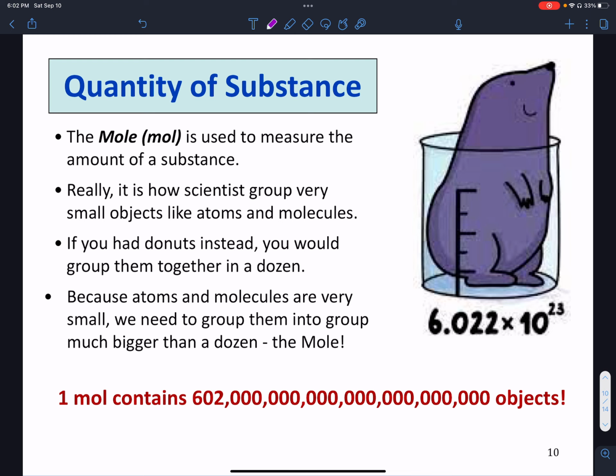Now, if atoms and molecules were as big as a donut, we could use 12. But instead, they're tiny. So we need a group that has a much, much larger number of objects in it. And that is the mole. The mole contains 602,000,000,000,000,000,000,000 objects. This is basically 602 sextillion objects. That is a lot. But because atoms and molecules are so tiny, that's actually not that much in the big scheme of things.